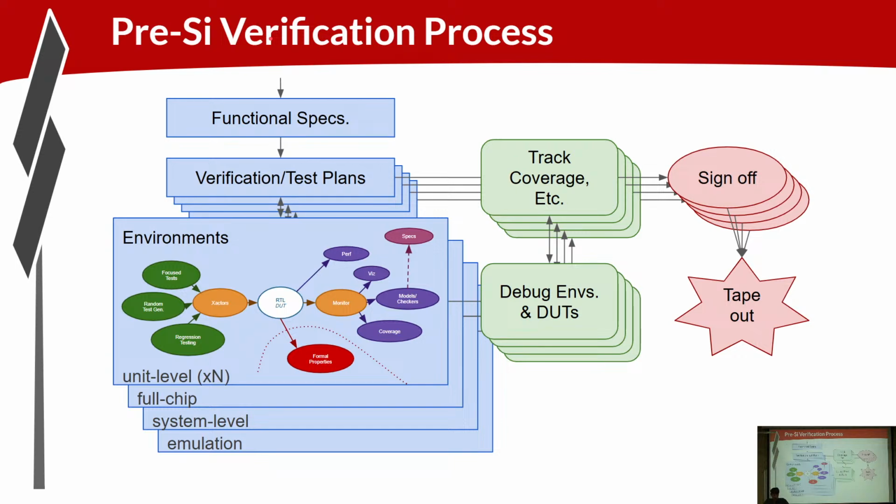So a closer look at pre-silicon verification. We're starting off with the functional specs. We write a bunch of verification test plans. As I said, you're going to have unit level models, many of them. You're going to have a full chip model, a system level model. You're going to have a model for emulation. You might have models in between the unit level and the full chip level. So all of these are going to have verification plans.